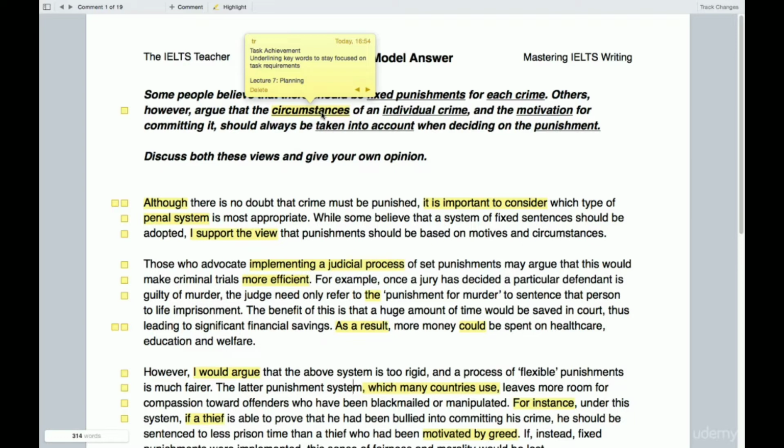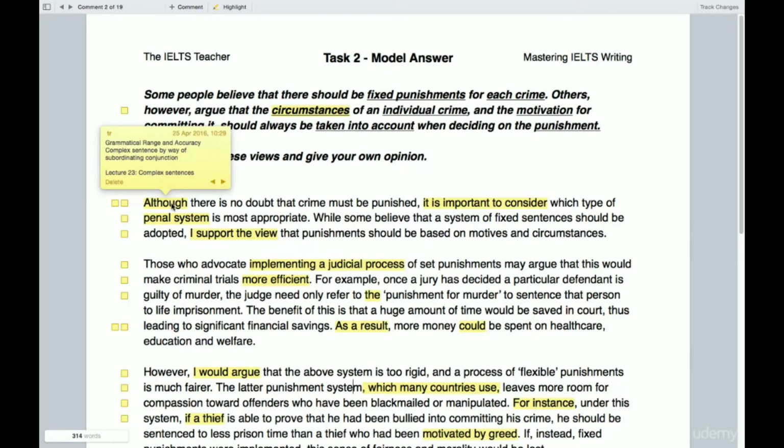You can learn about this in lecture 7, which is about planning effectively. Moving into the answer itself, notice that we begin with the word although. This covers the requirement for complex sentences. Here we're looking at a complex sentence by way of a subordinating conjunction, which is although. You can learn about these in lecture 23, which is titled Complex Sentences.